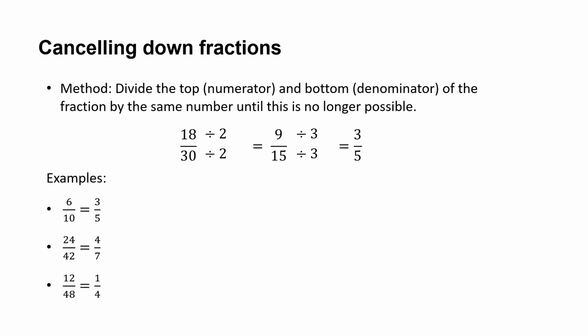And lastly, we have 12 over 48. Again, we could go down the route of dividing by 2, but we can actually see here that both top and bottom are divisible by 12. So 12 divided by 12 is 1, and 48 divided by 12 is 4. So this, in its most simplified form, is 1 over 4.